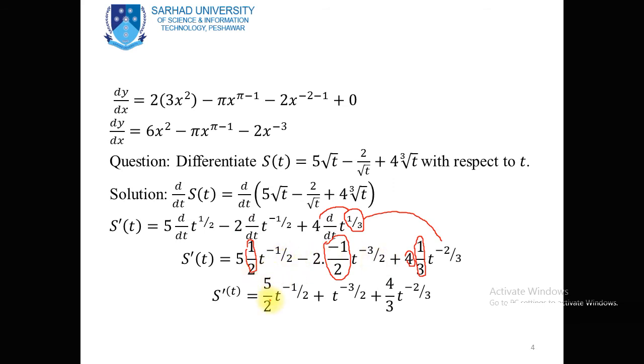So 5 by 2 into t power minus 1 over 2, 2 into cancel, minus minus plus t power minus 3 by 2 plus 4 by 3 t power minus 2 by 3. So this is the result, and this is the derivative of this function with respect to t.